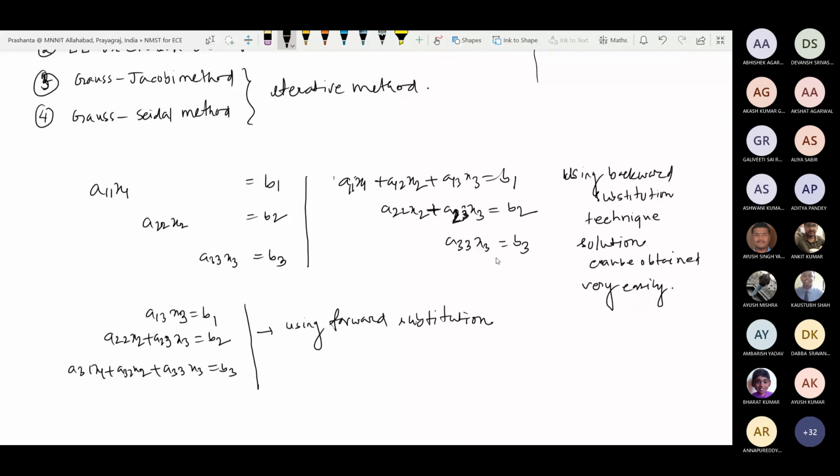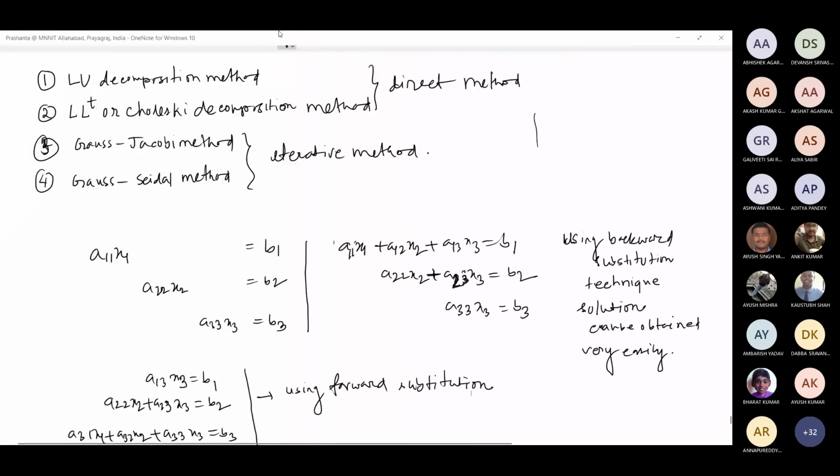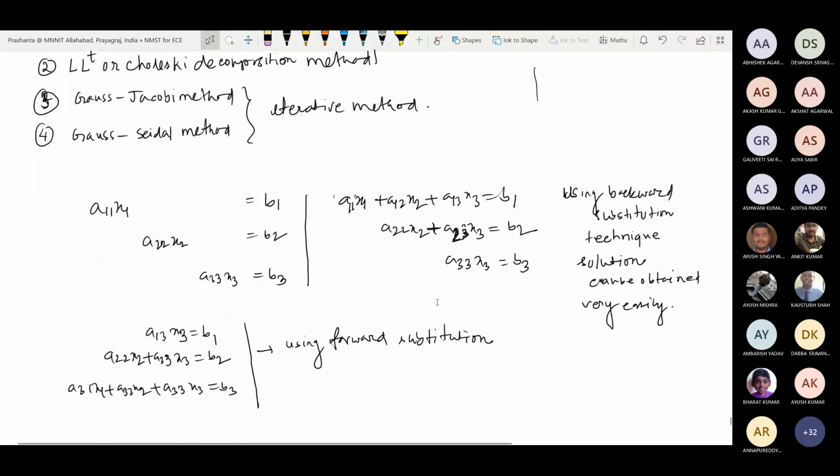So what will be our aim in LU decomposition method or LL transpose or Cholesky decomposition method? Our aim will be to convert the given system to one of these kinds, so that we can easily obtain the solution.